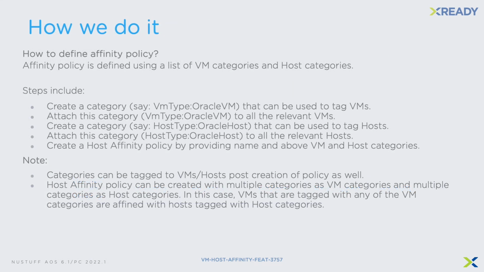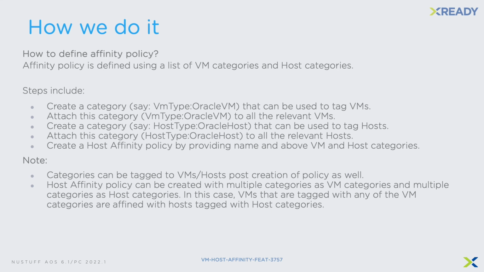So this is done very similar to how we do other policies in Prism Central. So we'll go through this quickly. You would essentially have the workflow of how you do this. You create a category for VMs. You then attach those to a VM or multiple VMs. Create a category for hosts, and then attach those to a group of hosts.